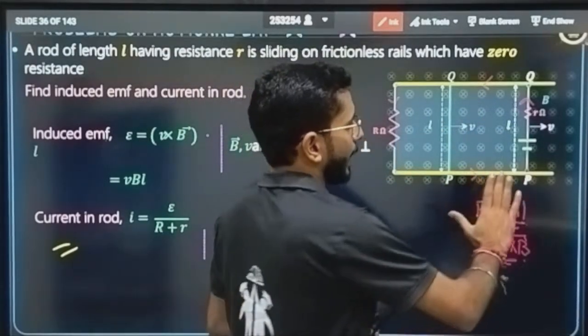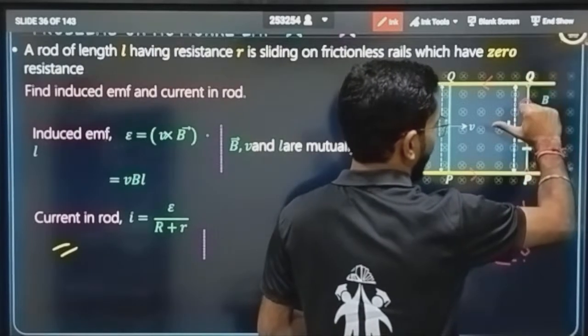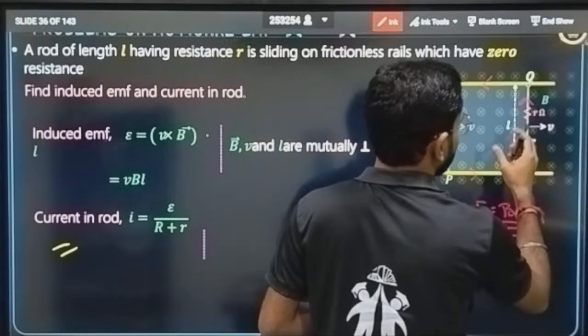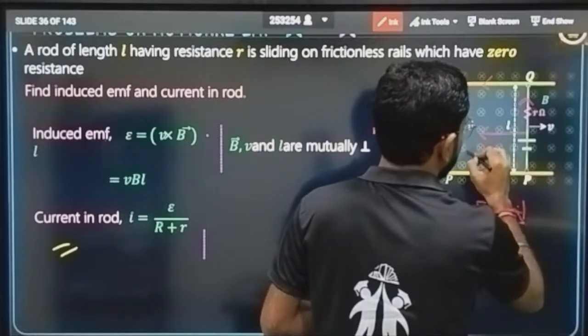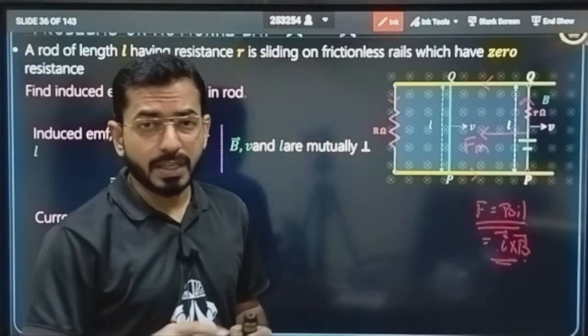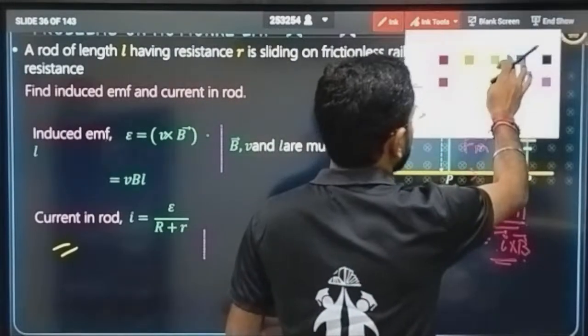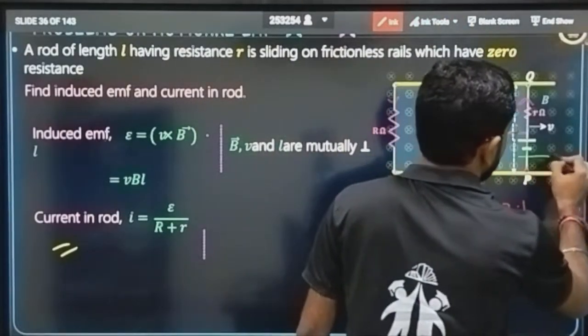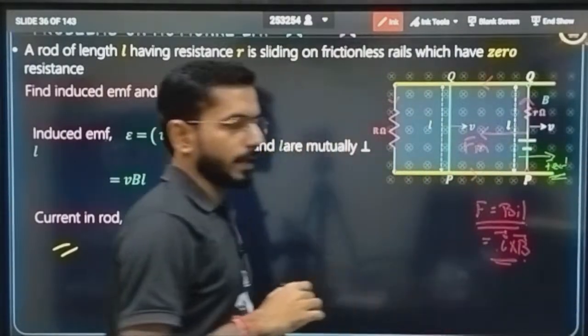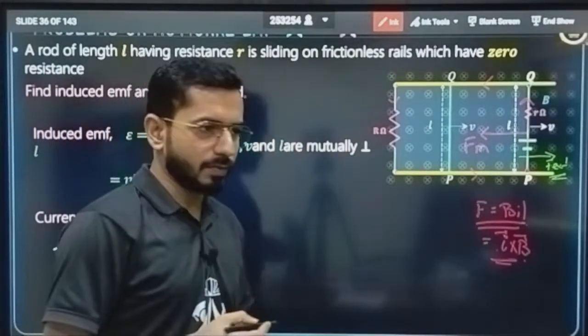Now how can I do it? I can do I cross B. I cross B. That means I can find the direction of the magnetic force that I am getting. This is the direction of the magnetic force. That means what should be the direction of the external force that I have to apply? Simply, this will be the direction of the external force that we have to apply.